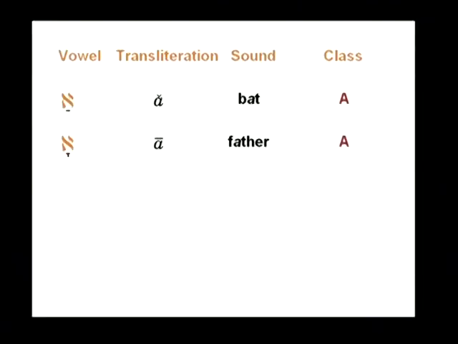This vowel is called what? Qamets. Notice the ah sound. Qamets. This is the different A-class vowel. You have ah, you have ah. These are the two A-class vowels. The third vowel here is what?